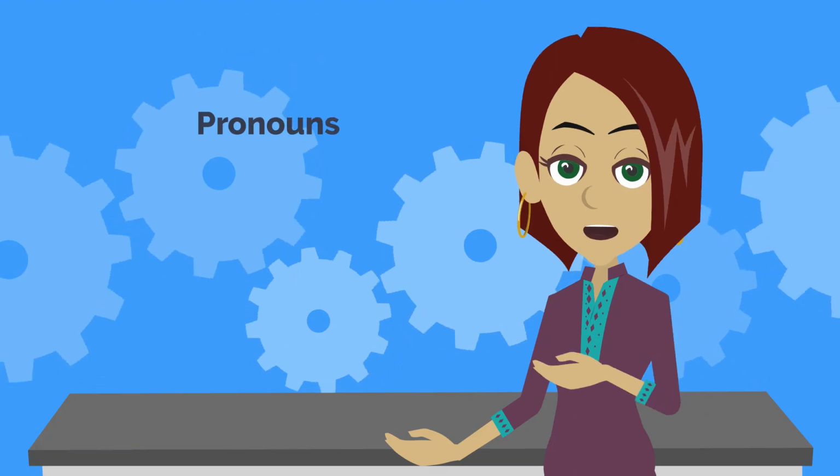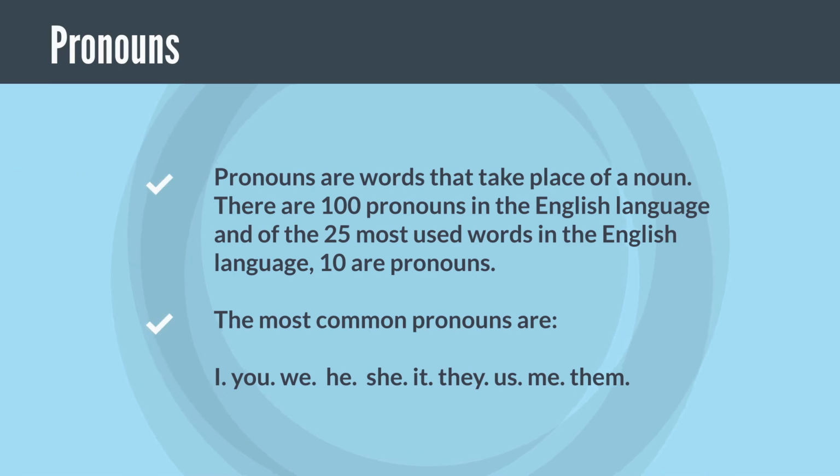Welcome back again, and today we will discuss pronouns. Pronouns are words that take the place of a noun. There are 100 pronouns in the English language, and of the 25 most used words in the English language, 10 are pronouns. The most common pronouns are I, you, we, he, she, it, they, us, me, them.